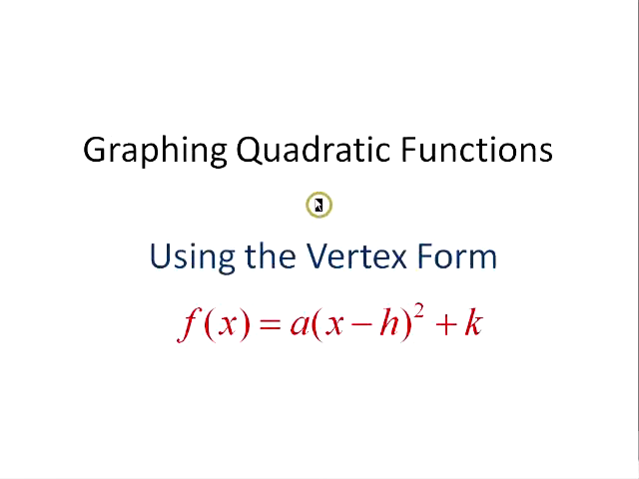We are going to be looking at graphing quadratic functions using the vertex form. The vertex form is f(x) = a(x - h)^2 + k. In this particular form, the vertex is going to be the ordered pair (h, k).